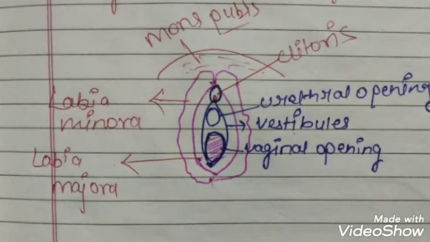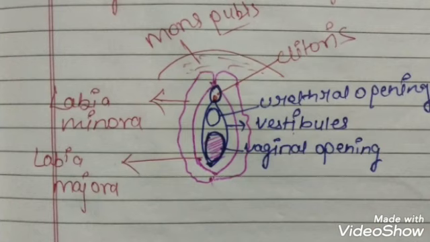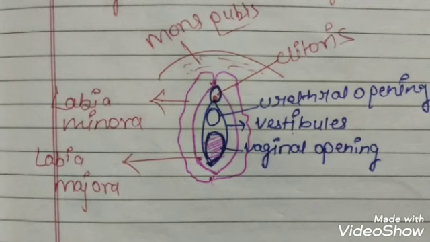When the ova is released from the ovary and taken by the fimbriae, it moves toward the infundibulum. From the infundibulum it moves toward the ampulla, and from the ampulla toward the isthmus. Fertilization takes place only in the fallopian tube. After fertilization, the zygote moves toward the uterus, where implantation takes place. After nine months of pregnancy, the baby comes out through the vagina.